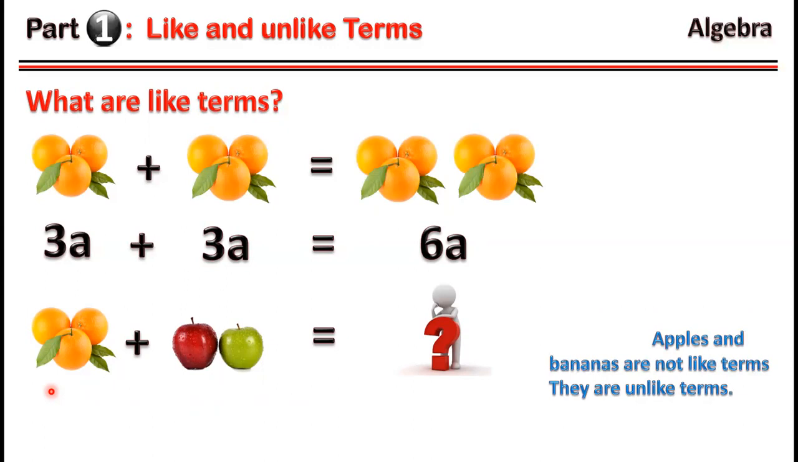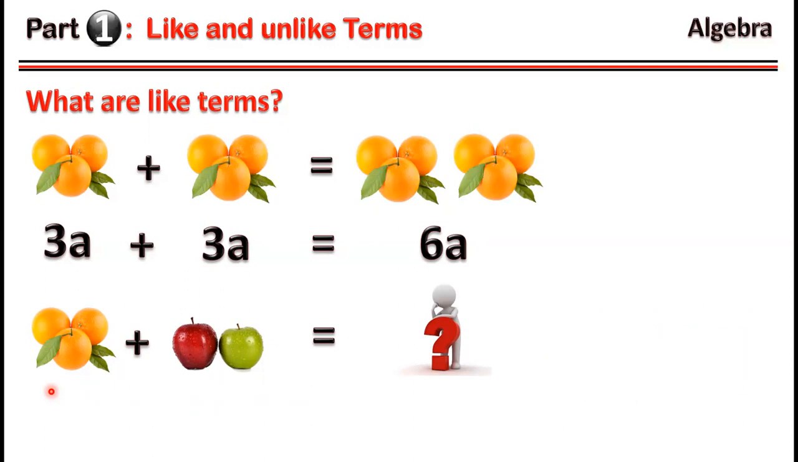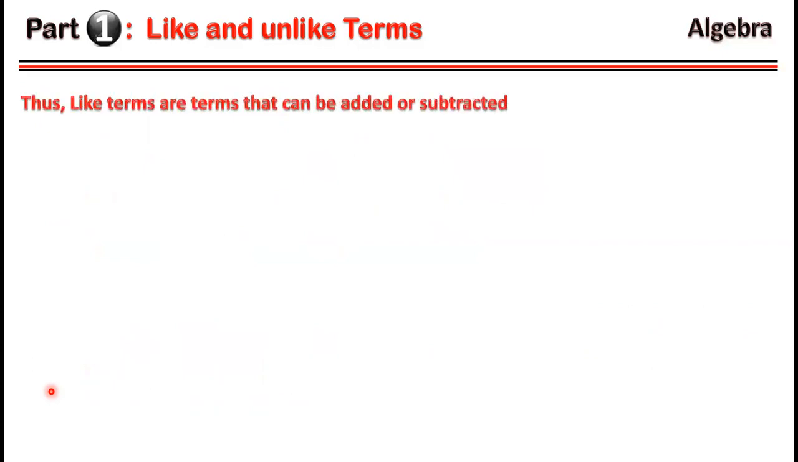Unlike terms are terms from different families, and like terms are terms from the same family. So like terms are terms that can be added or subtracted, while unlike terms are terms that cannot be added or subtracted into a single term. So the important thing there is that they compile into a single term.